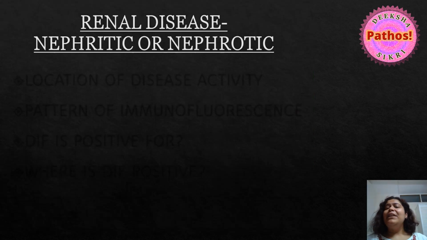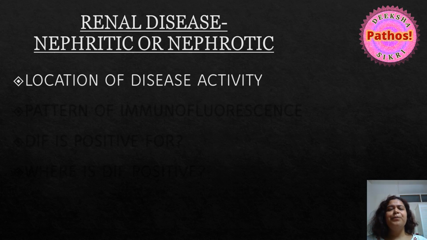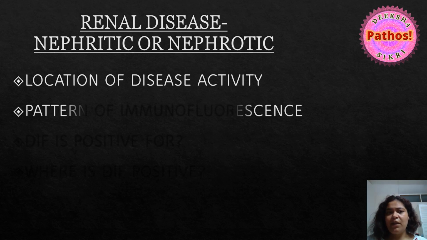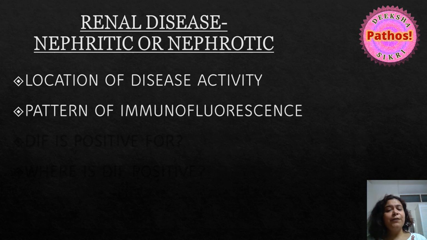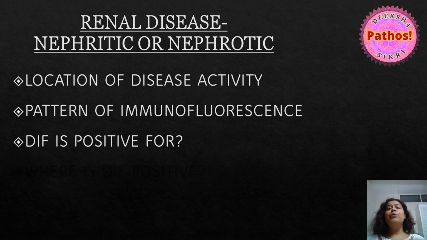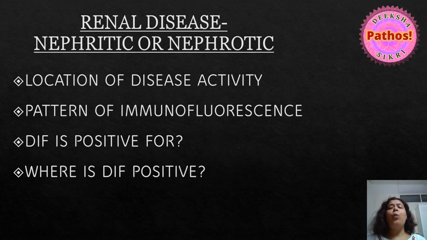So whenever you have a renal disorder, I'm going to do quickly a couple of cases for you. So renal disease, nephritic or nephrotic. Location of disease activity is important. What part of the glomerulus seems to be involved? What is the pattern of immunofluorescence? The immunofluorescence is positive for what? Is it IgG, IgA, C3, C1q? And where is it positive, right? So location of disease activity, what part is involved, where is it positive, what is the pattern, and what is it positive for? This is your checklist.